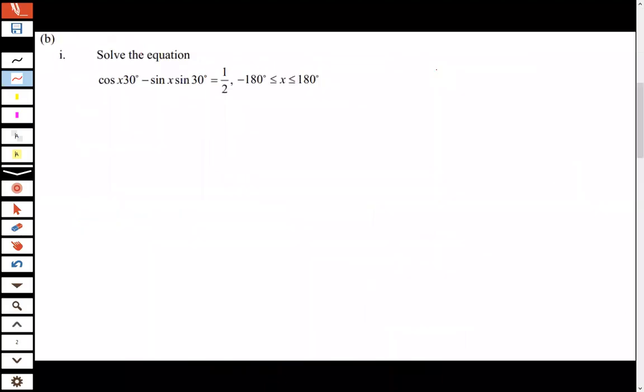All right, so part B of your assignment is simply a trigonometrical identity or a trigonometrical equation. When you look at this equation, there was actually a mistake here. It was supposed to be cos x cos 30. This is how it's supposed to be. Then we say minus sine x sine 30 is equal to 1 over 2.